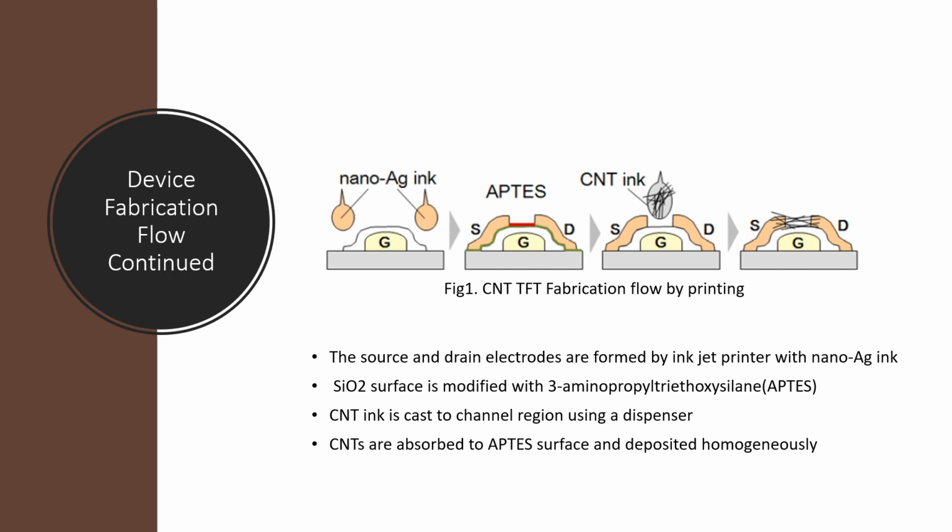Then, the source and drain electrodes were formed by inkjet printer with a Nano Ag ink, and the average channel length was 105 micrometers with a standard deviation of 4%. After modifying the SiO2 surface with 3-aminopropyl triethoxysilane, which is also known as APTES, the CNT ink was cast onto the channel regions using a dispenser.